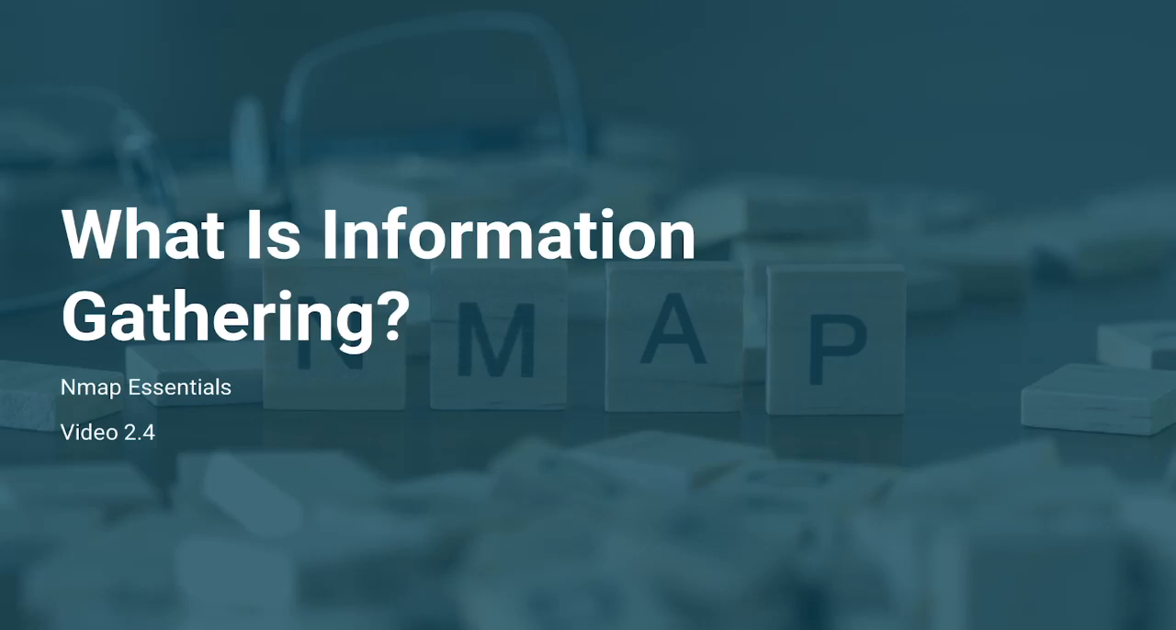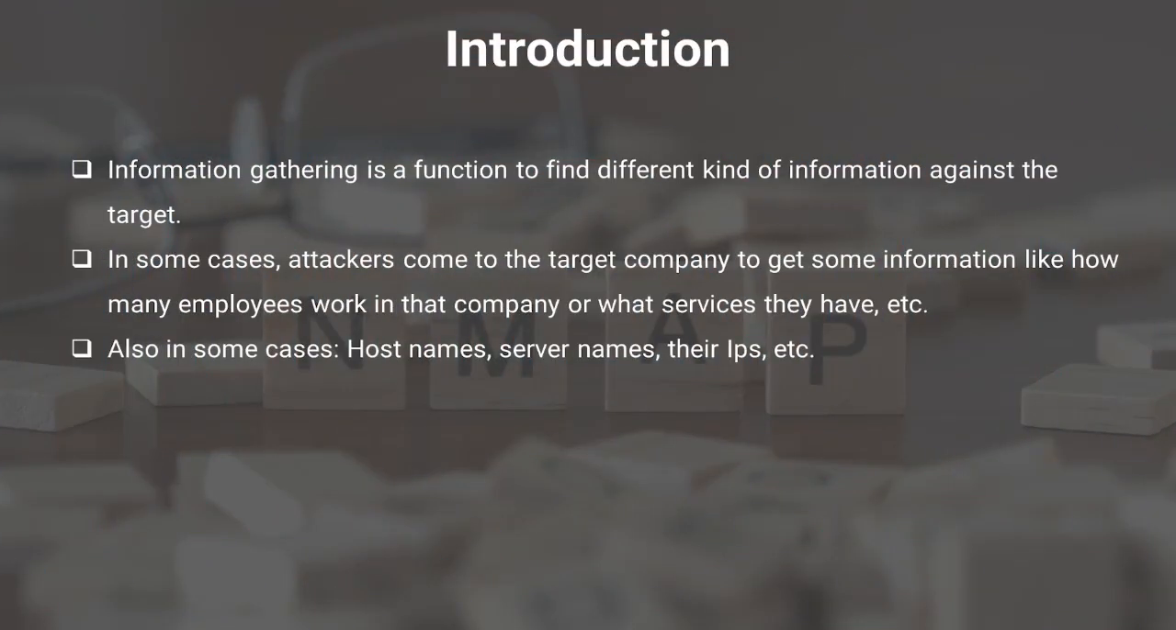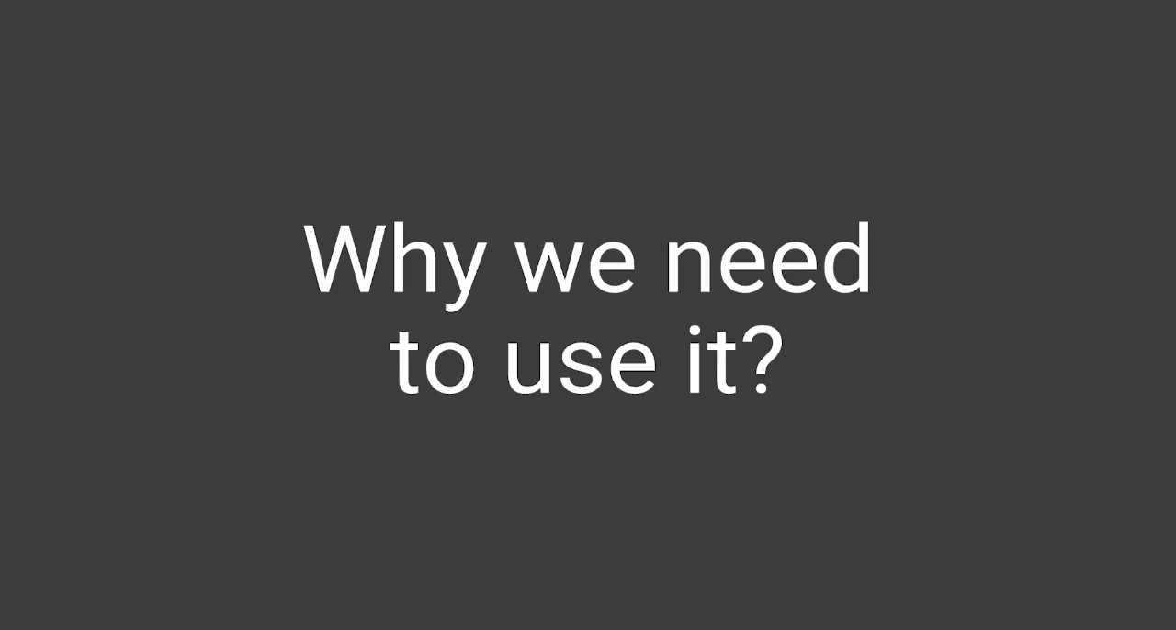In this video, we're going to be talking about what information gathering is exactly. Information gathering is a function for finding different kinds of information about a target. In some cases, attackers approach the target company to get information like how many employees work at that company, what services they're using on the systems, host names and server names, or their IPs and MAC address.